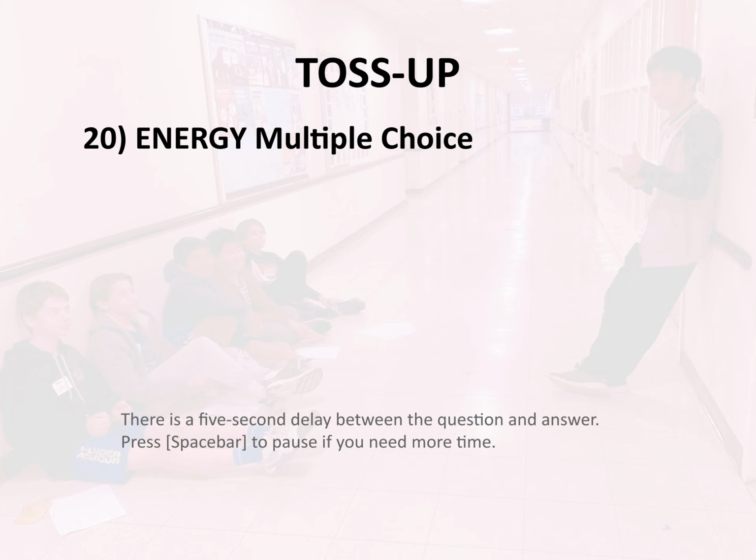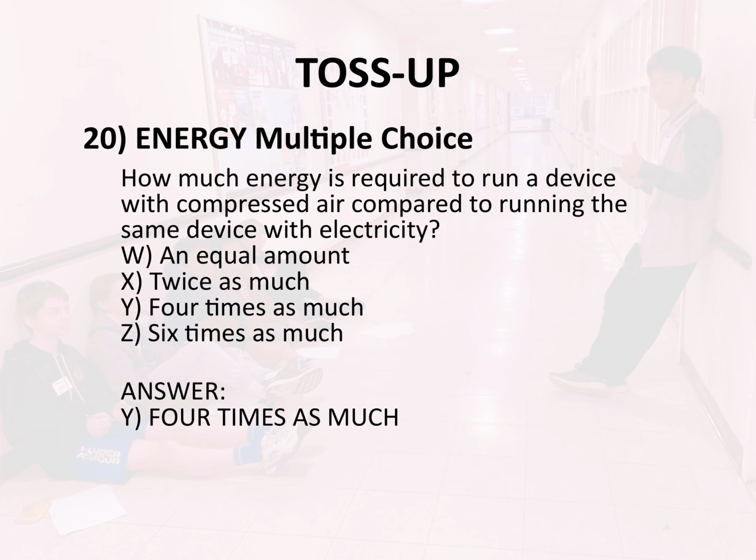Toss-up 20. Energy. Multiple choice. How much energy is required to run a device with compressed air compared to running the same device with electricity? W. An equal amount. X. Twice as much. Y. 4 times as much. Z. 6 times as much. Answer: Y. 4 times as much.